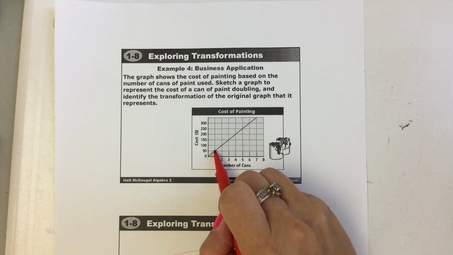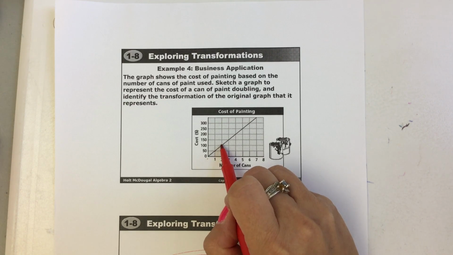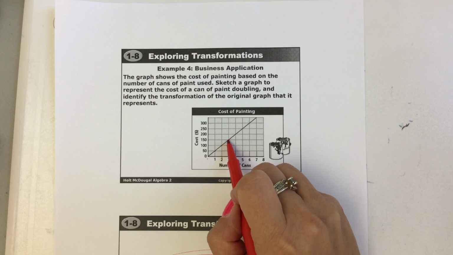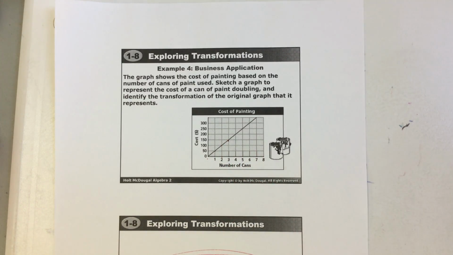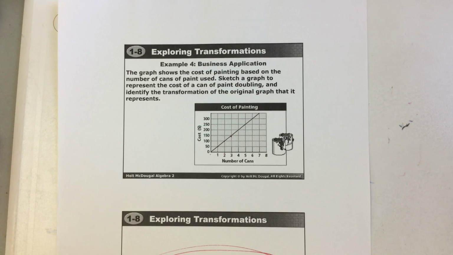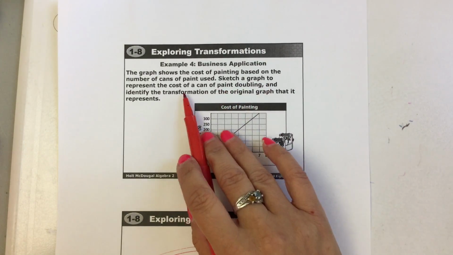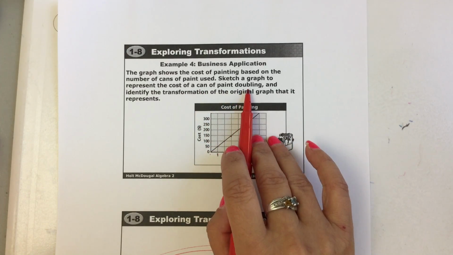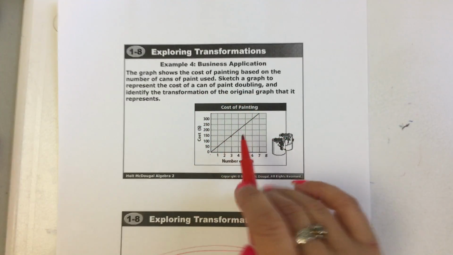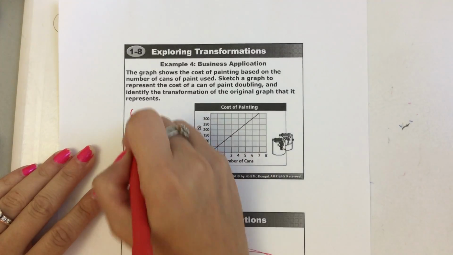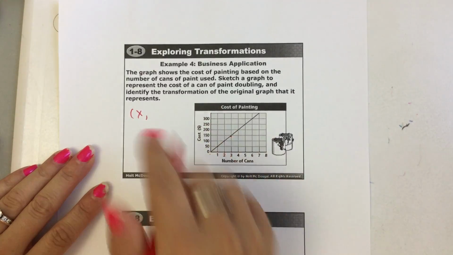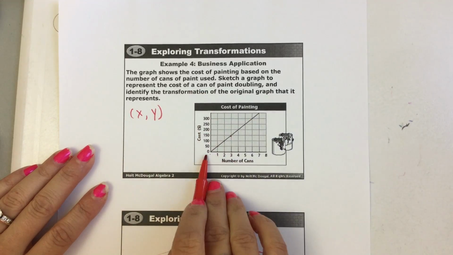1 can of paint, it costs you $50. 2 cans of paint, it costs you $100. 3 cans of paint, it costs you $150. So what I can see is that every can of paint is $50. Okay, now it says sketch a graph to represent the cost of a can of paint doubling and then identify what transformation happened. Well, here, the X is the number of cans, the cost is the Y.